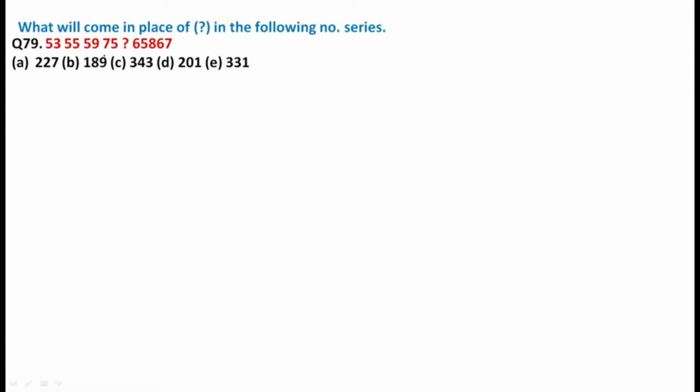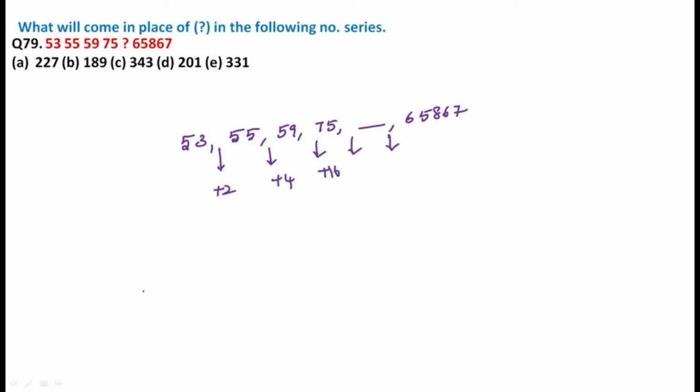Now, here all the numbers are needed. See, 53, 55, 59, 75, dash, 65867. Now see, we just add plus 2 here, we just add plus 4 here, we just add 16 here. So what is the value we need to add here?